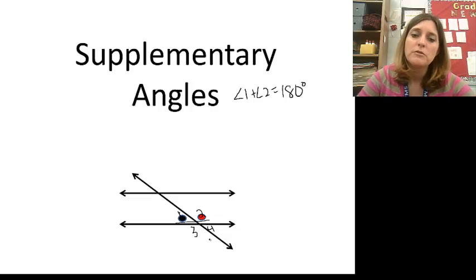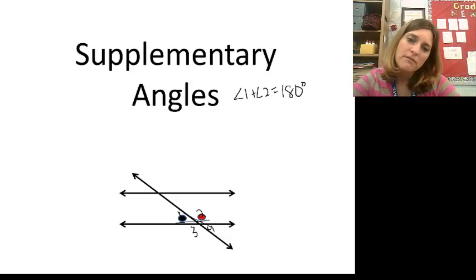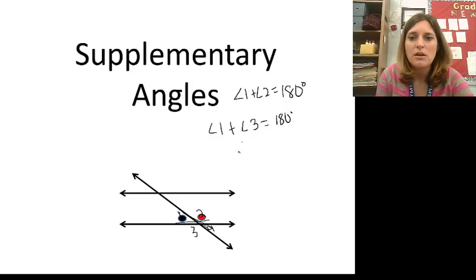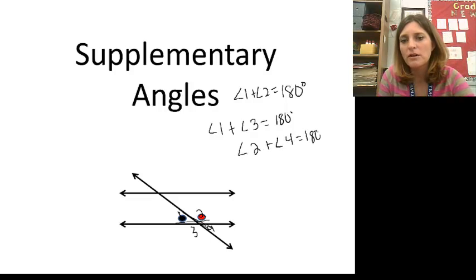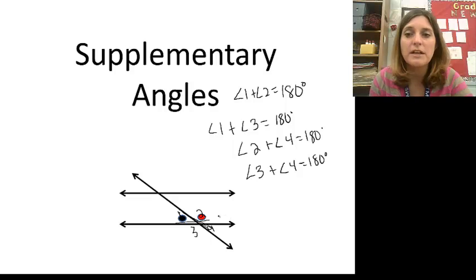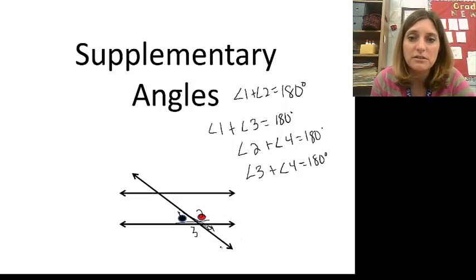Okay? If you look this way, I'm going to tilt my head. If you go this way, angle 1 plus angle 3 also equals 180. Angle 2 plus angle 4 equals 180 degrees. 1 and 2, 3 and 4. Angle 3 plus angle 4 equals 180 degrees. Those are supplementary angles when you add them together to get a straight line or 180 degrees.